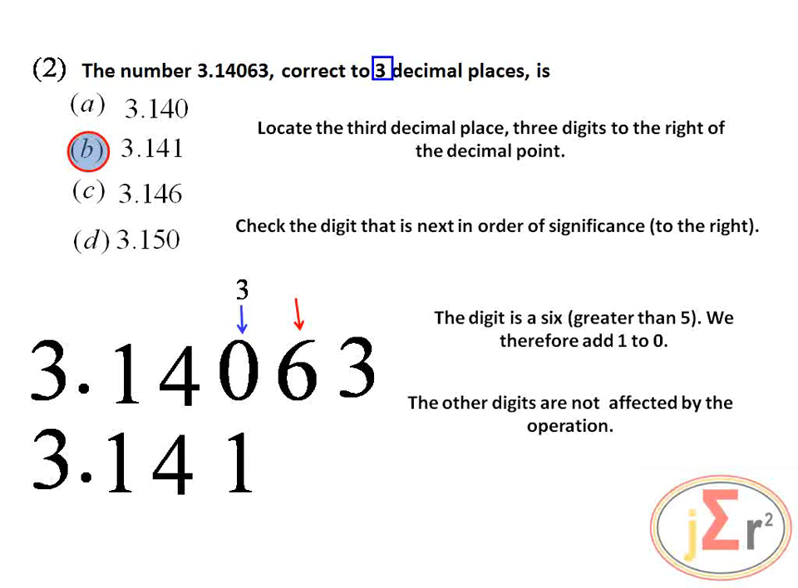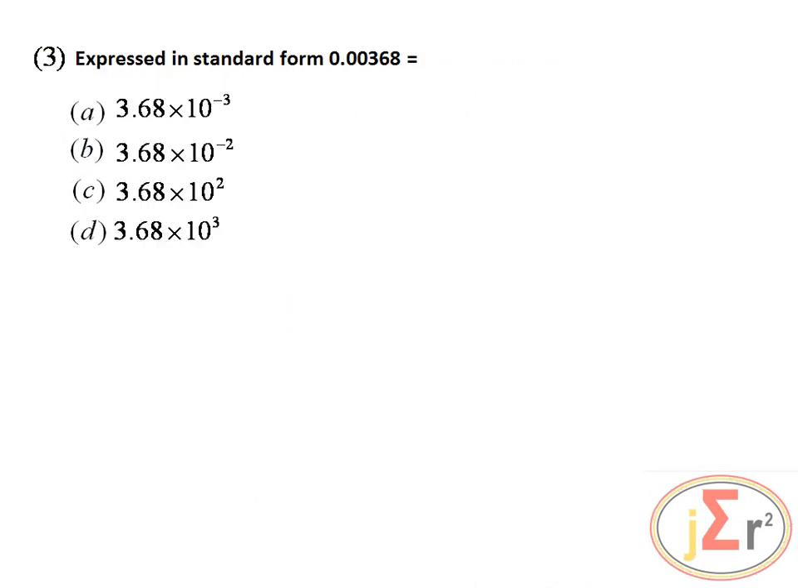So we have 3.141. Option B is correct. Let's move merrily on to another problem. Expressed in standard form, 0.00368 is equal to what?